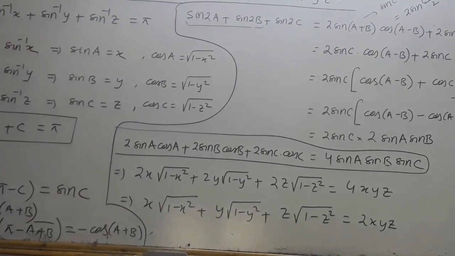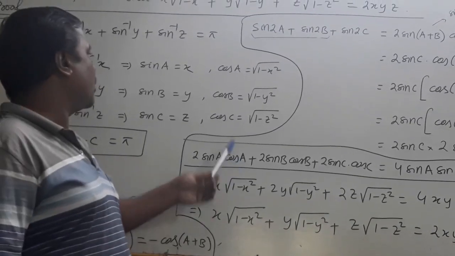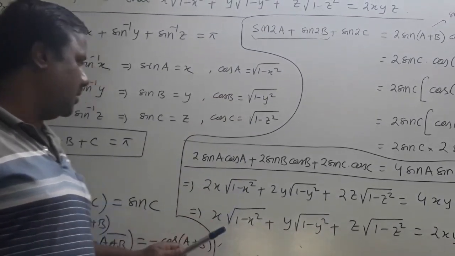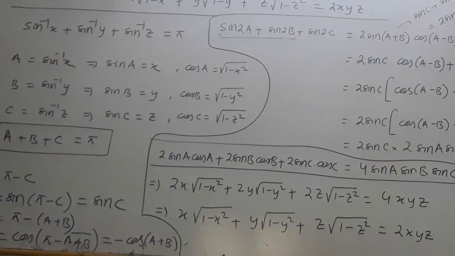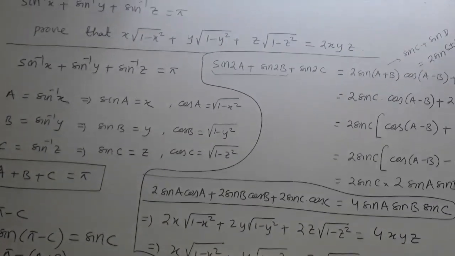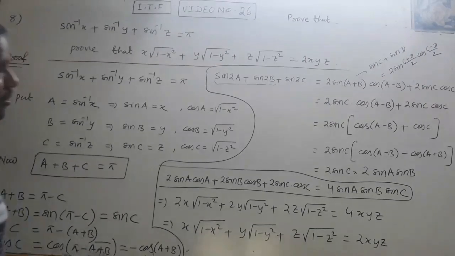So now putting the value of sin A, it is x, and in place of cos A, I am putting root of 1 minus x square. Similarly I am putting all these values and cancelling on both sides. You get the answer. Take the screenshot and repeatedly you should observe this problem. This is very, very important for your board exam.